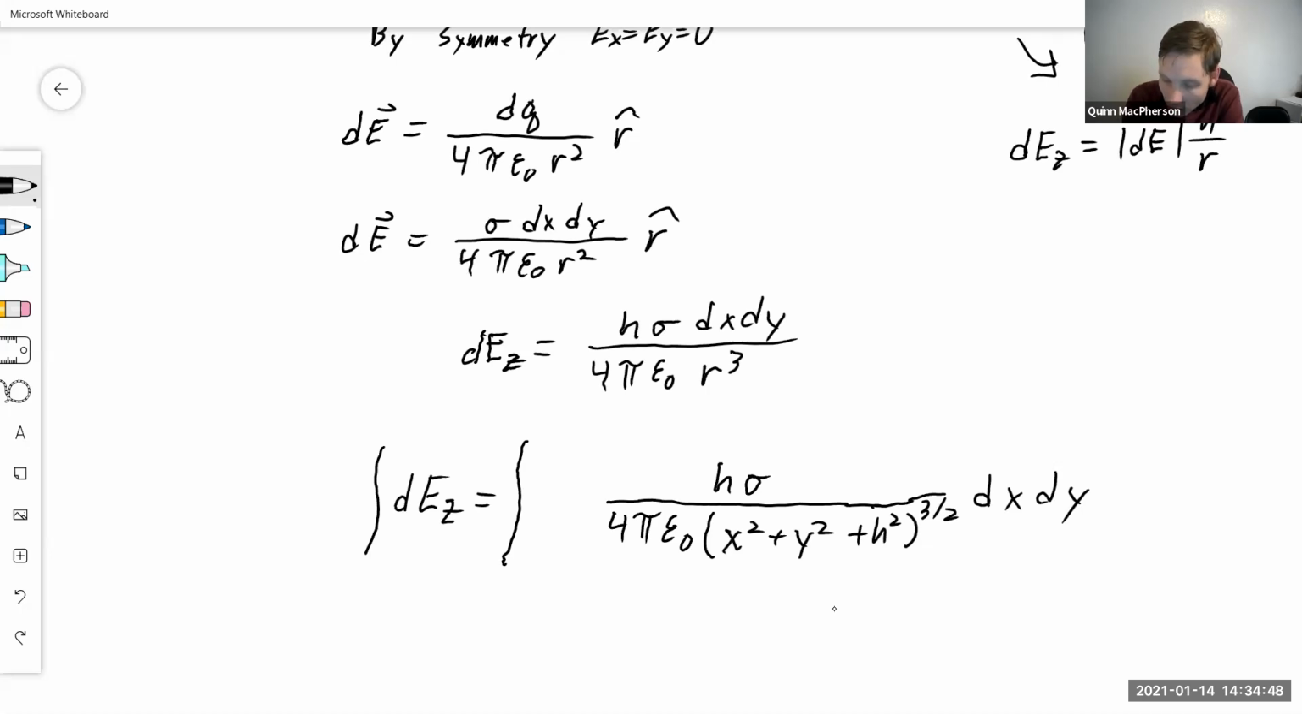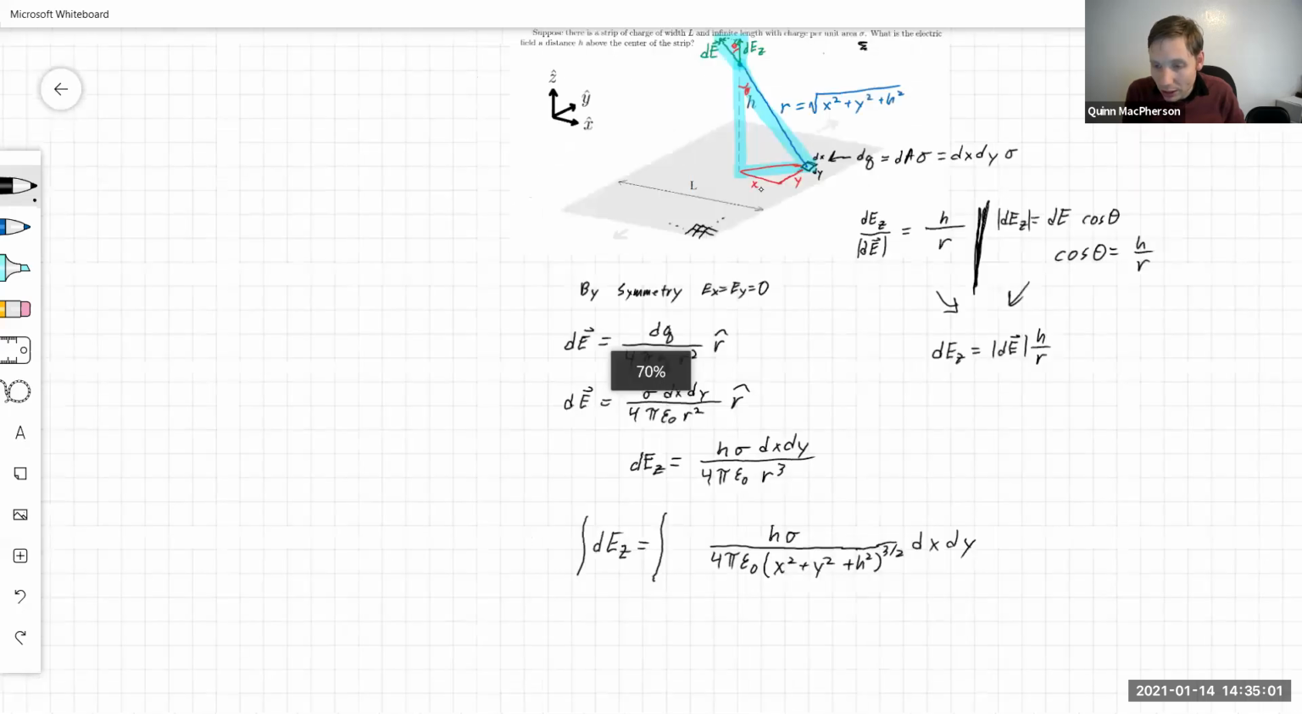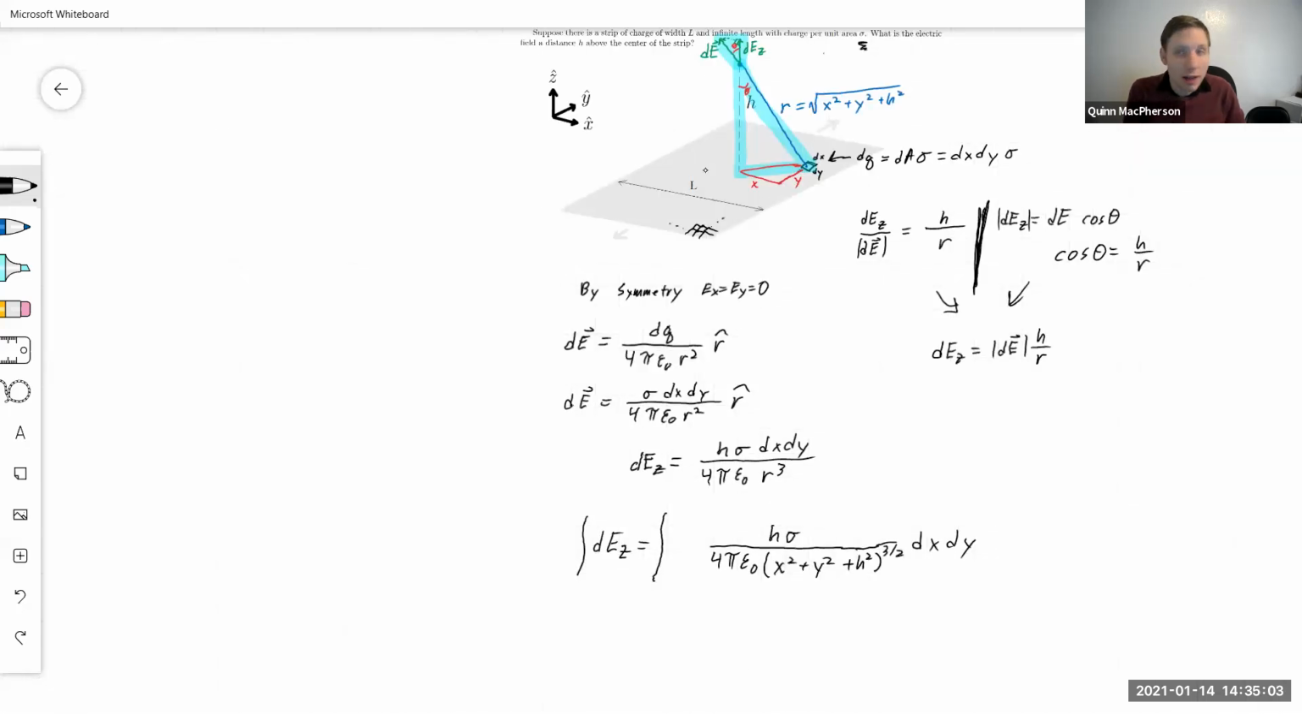So the x integral, actually, let's switch the order. No, that's the way I went. I'm going to do x first. Let's go back, look up here. I'm going to integrate across here first, and then I'm going to integrate the infinite length.